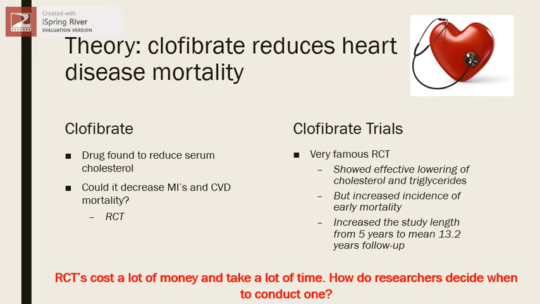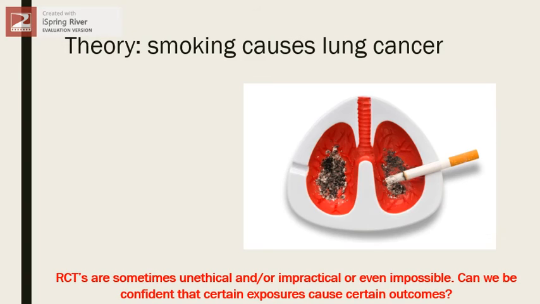But definitely you have to know that there's an association between two variables before you take that step forward to do a randomized control trial. And you have to decide that the outcome, in this case heart disease mortality, is a big enough problem to investigate and to invest a lot of time and money into.